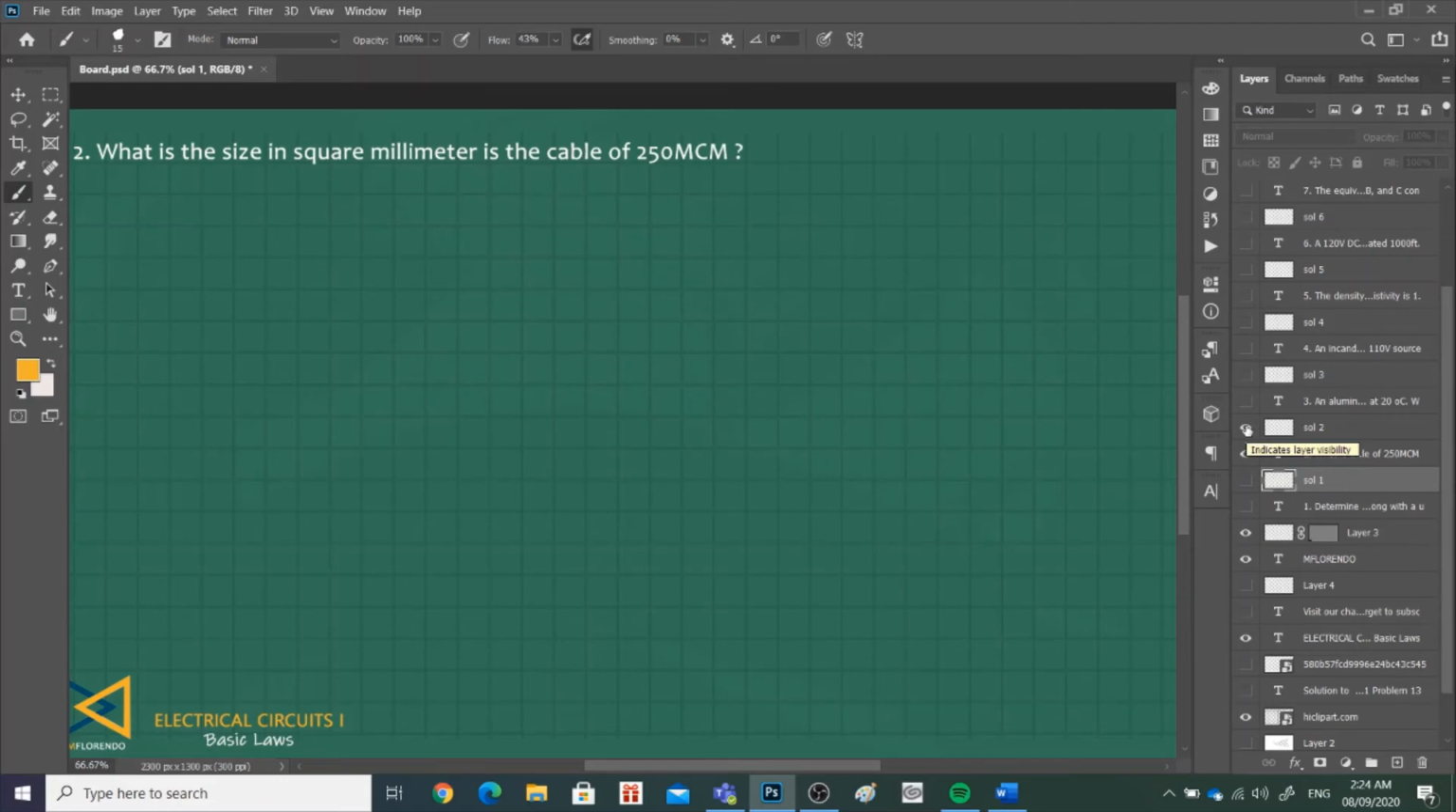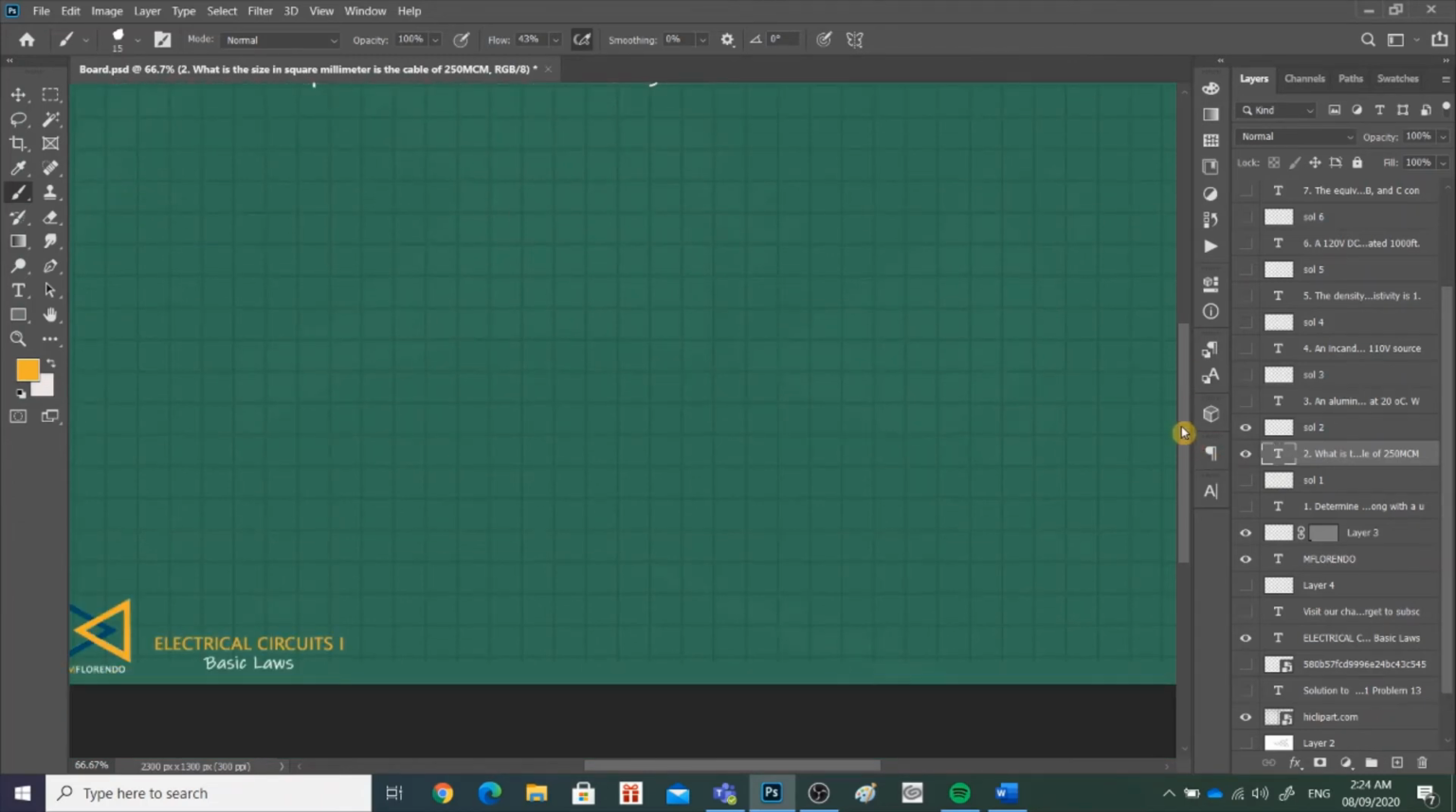Okay, the problem number 2 is about measurements. What is the size in square millimeter of the cable of 250,000 circular mil? Yung circular mil kasi is an old measurement sa mga gauges ng wire natin, no? Baka ma-encounter nyo sa board exam, kaya sinama ko to, kasi this problem is from a reviewer.